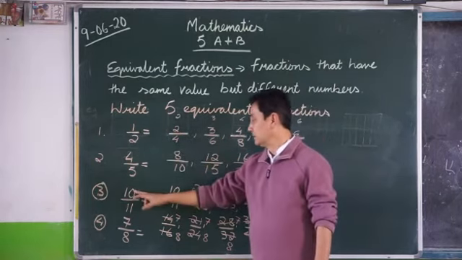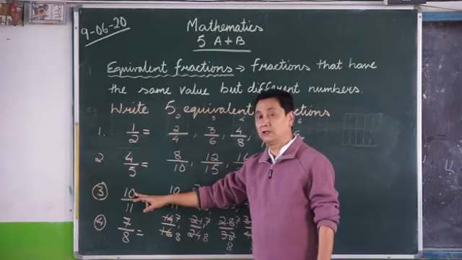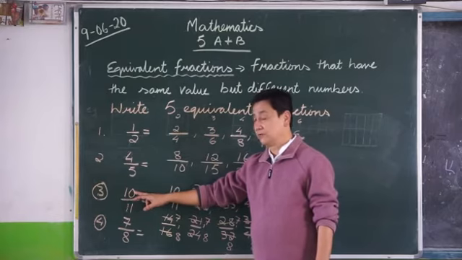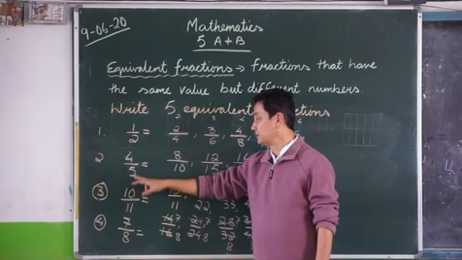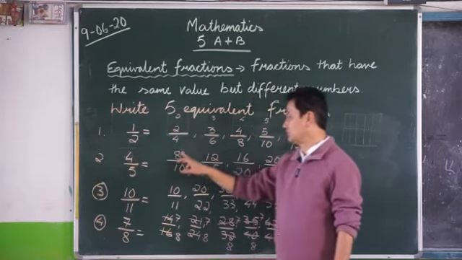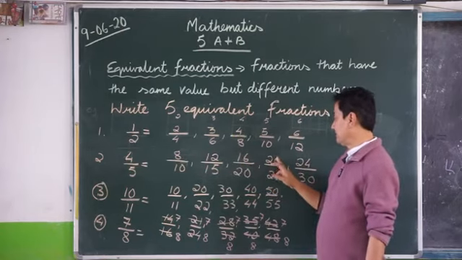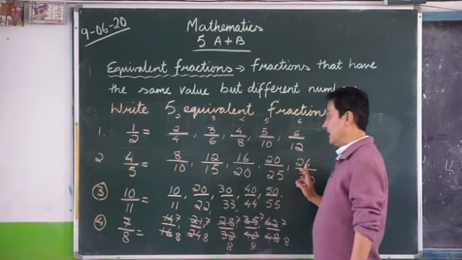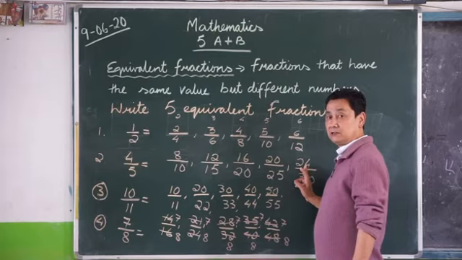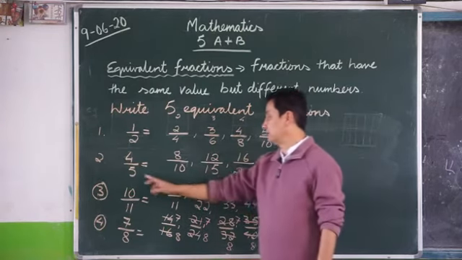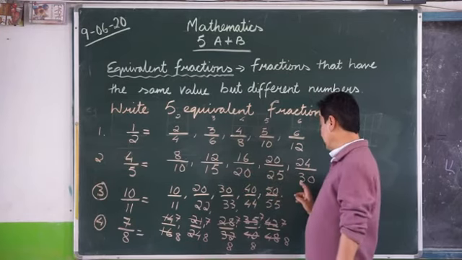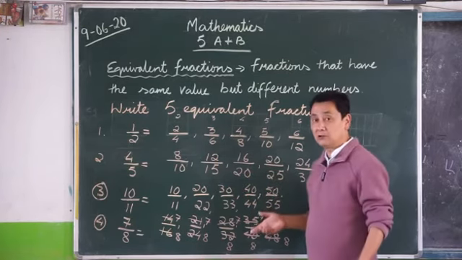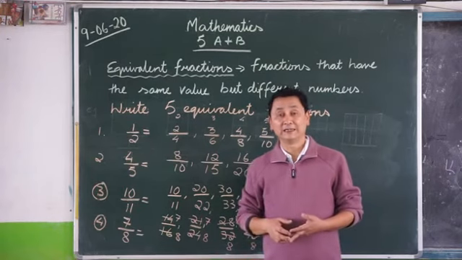Or you can first write only the numerators. For example, 4. 4 1 is 4, 4 2 is 8, 4 3 is 12, 4 4 is 16, 4 5 is 20, 4 6 is 24. And then only write the tables of the denominators. 5 1 is 5, 5 2 is 10, 5 3 is 15, 5 4 is 20, 5 5 is 25, 5 6 is 30. So that's all. You need to know your tables.